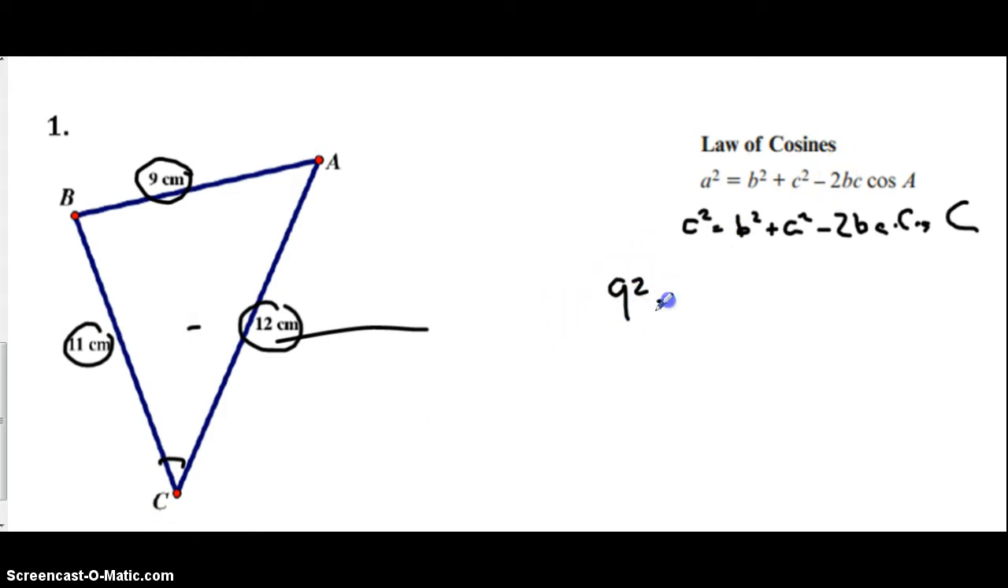9 squared equals A, which is opposite A is 11. Oh, sorry, B. Sorry, opposite B is 12 squared plus A, which we already said is 11 squared, minus 2 times 12 times 11 times the cosine of C, and I don't know what C is. That's the angle we're looking for. So we just leave that. That's our variable, basically. All right, the next thing to do here is there's 3 things you have to do.